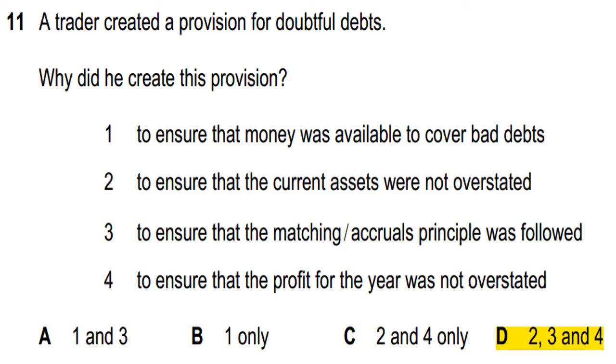And number 4, to ensure that the profit for the year was not overstated. And when we do not make a provision for doubtful debt, so this is an expense, and when expense decreases, the profit will increase. And in the absence of provision for doubtful debt, profit will be overstated.